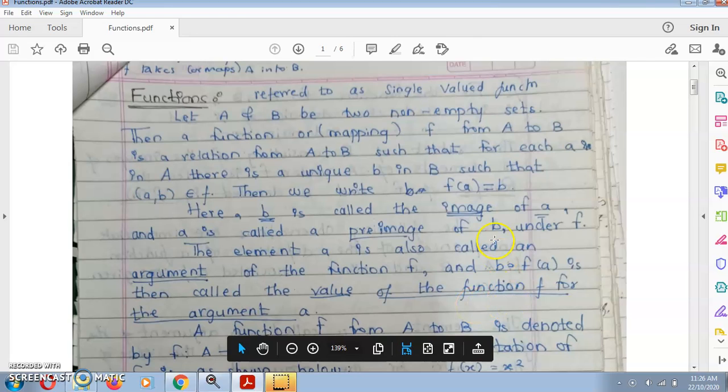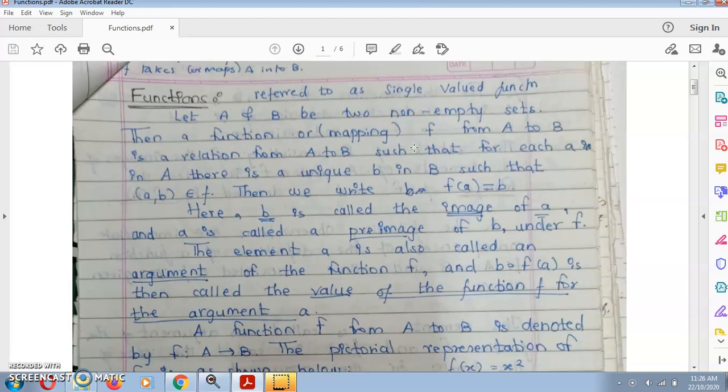Hello everyone. Let us start our next topic, that is function. The definition of a function says that it's a single valued function. It is even referred to as a single valued function. What is a single valued function, and how is a function denoted, which is called a pre-image and which is called a range?